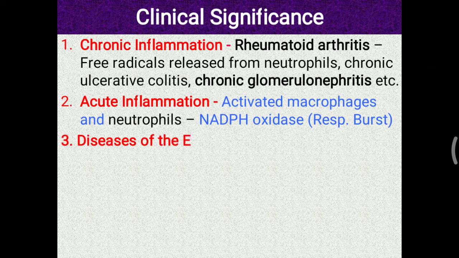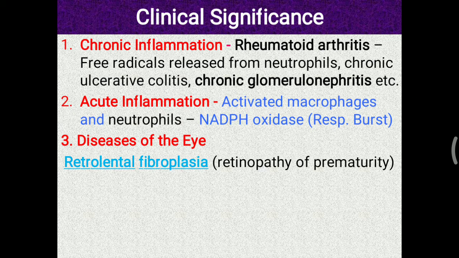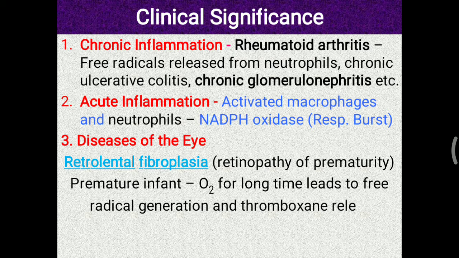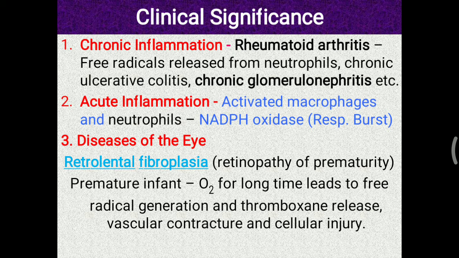Further, for diseases of the eye, you have to remember retrolental fibroplasia, or retinopathy of prematurity. Why does it occur? Basically, in the premature infant, oxygen given for a long time can lead to free radical generation and thromboxane release. When this thromboxane is released, vascular contracture and cellular injury can affect the retina, and that can lead to retrolental fibroplasia. So we have to take care that oxygen should not be given for a longer duration, particularly to premature infants.